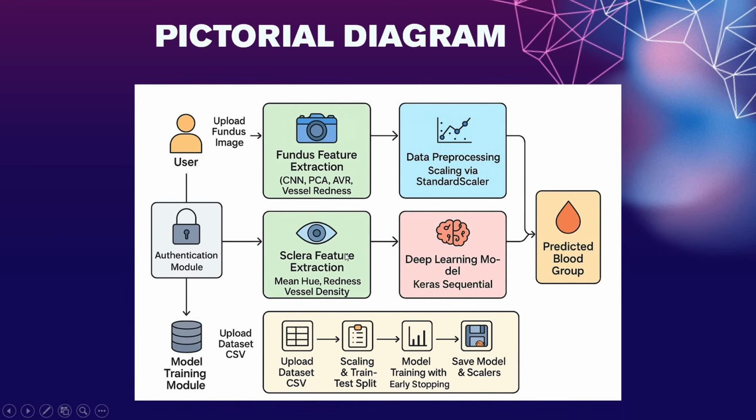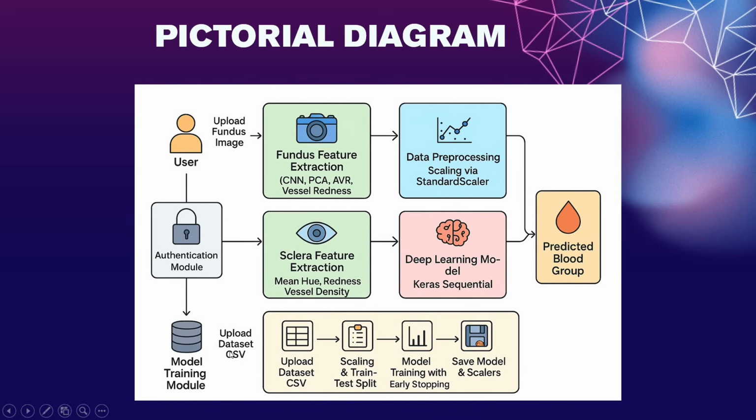So coming to the next step, you have to upload the Sclera image. If you are uploading the Sclera image, it will extract the same features: mean hue value, redness value, as well as the vessel density. These features will pass to the deep convolutional neural network model. Combining both features, we have to predict the blood group. You are having AB blood group. You are having B positive blood group. Like that, the result will appear.